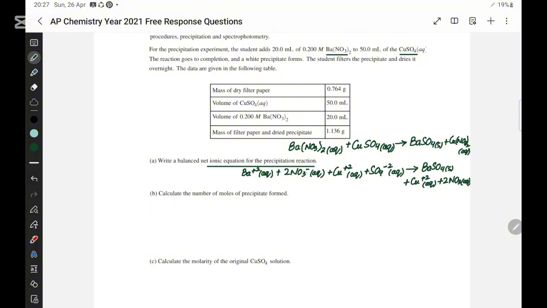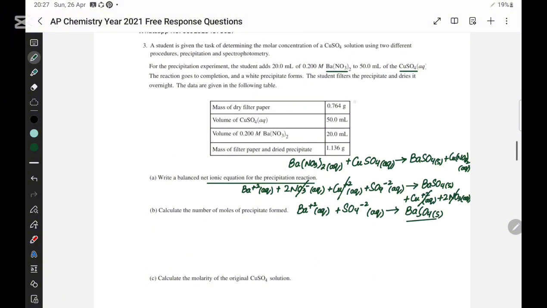You know the spectator ions would be cancelled out, copper 2+ and nitrate, and the net ionic equation becomes Ba2+ (aq) + SO4 2- (aq) giving BaSO4 (s). So these are the precipitates which are going to form, and that is the net ionic equation.